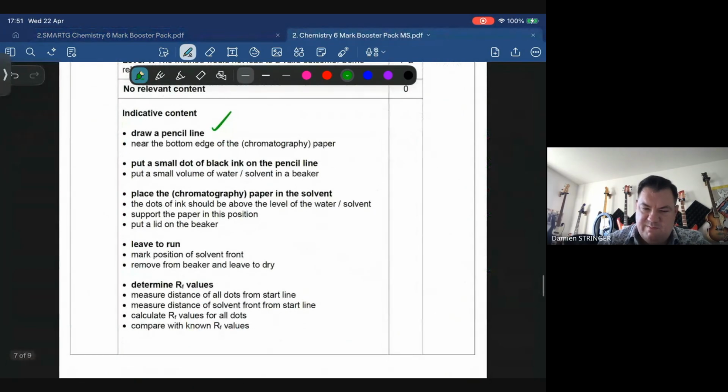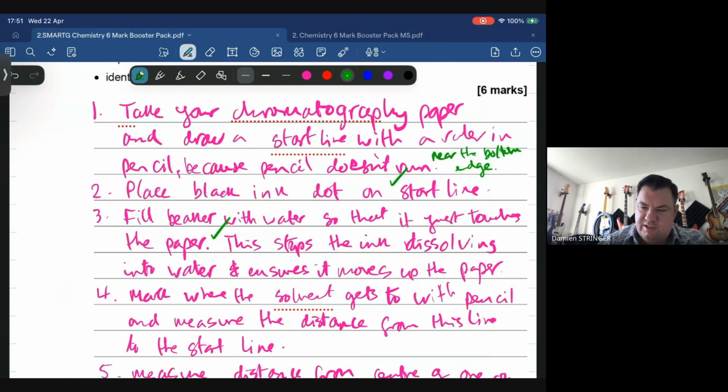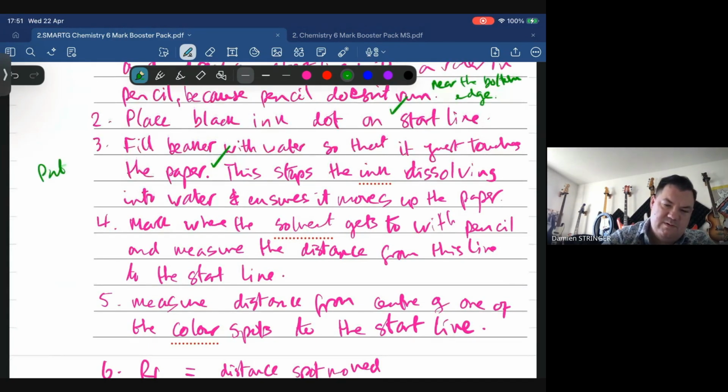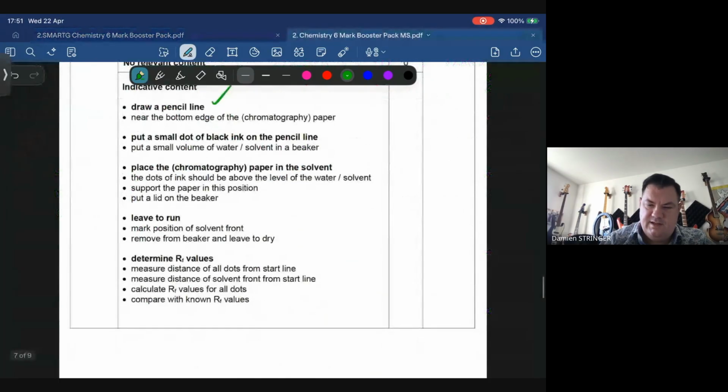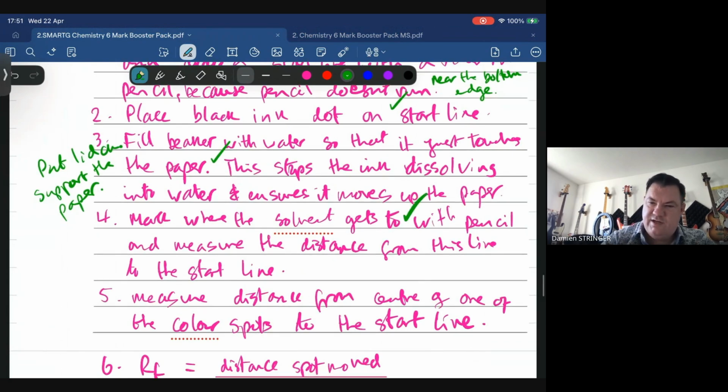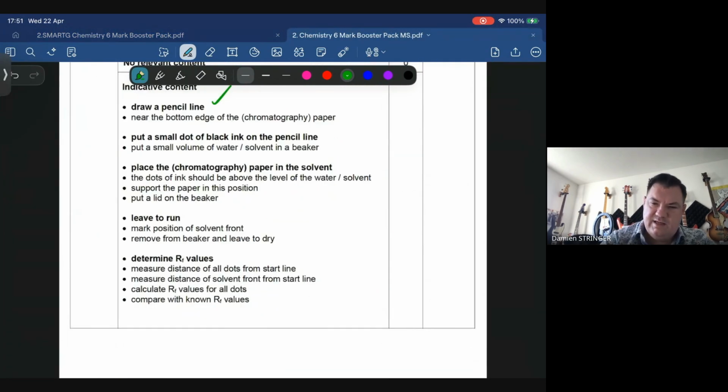Place the chromatography paper in the solvent. Should rise above, support the paper, put a lid on. So why did we draw it and not write it? So put lid on, support the paper. Leave it to run. Mark the position of the solvent front. So mark where it gets to, yeah. Remove the beaker and leave it to dry.